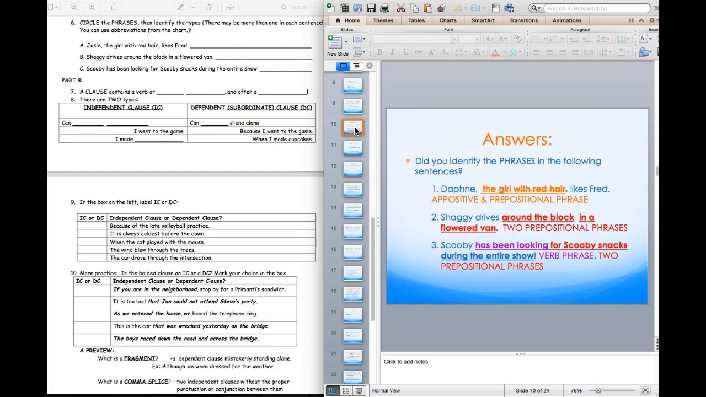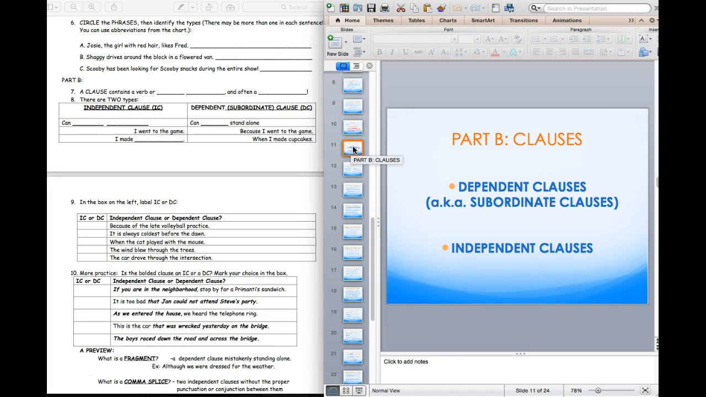And 2 prepositional phrases, one in red and one in blue. Were you able to identify all of those? All right, we're going to move on to Part B now.